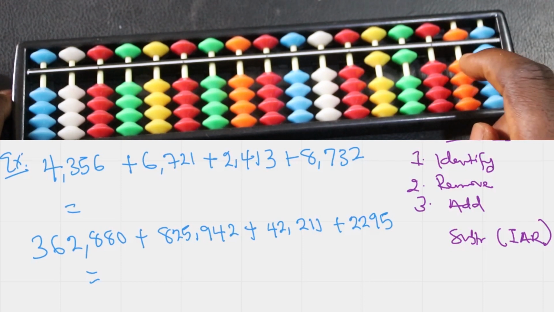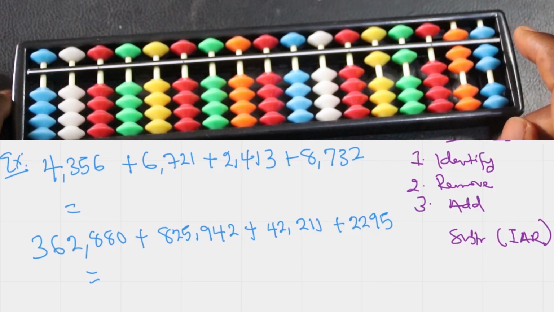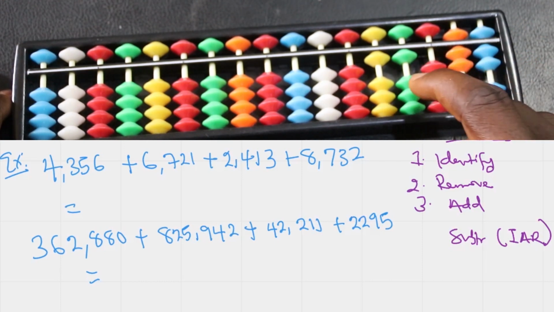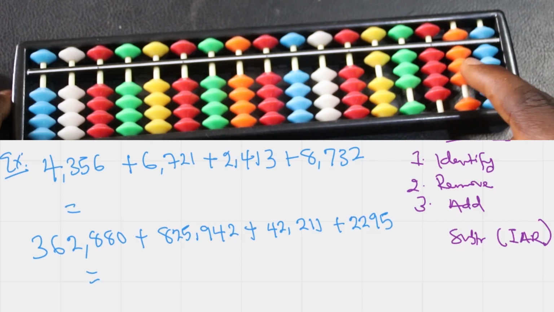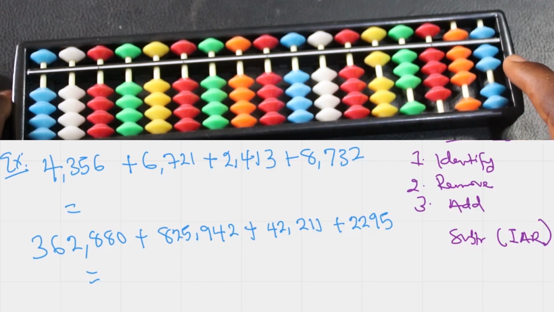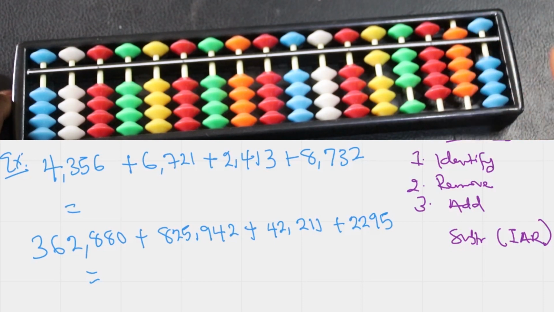We want to add 2. We have 2, we can add 2. Here, we want to add 1. We can add 1. Again, we want to add 2, 4, 1, 3. We want to add 3 here. We don't have 3. What's the 10 component of 3? 7. Remove 7. Add 1.